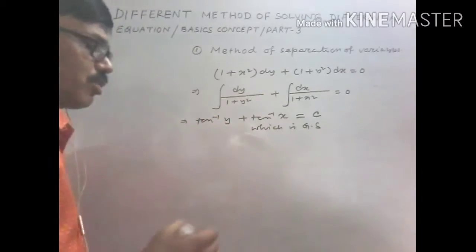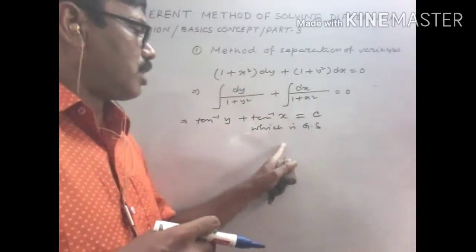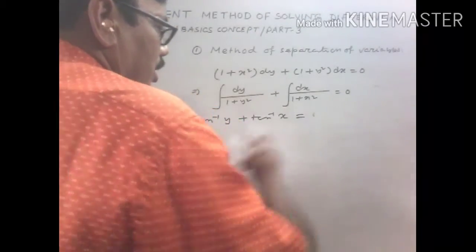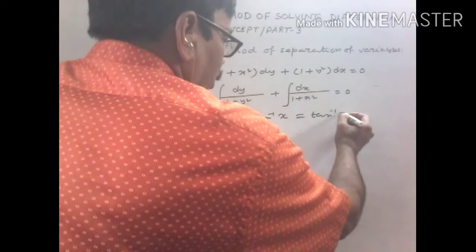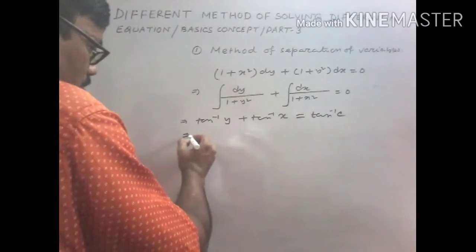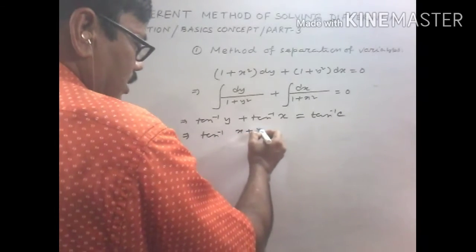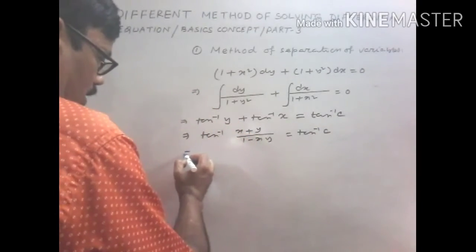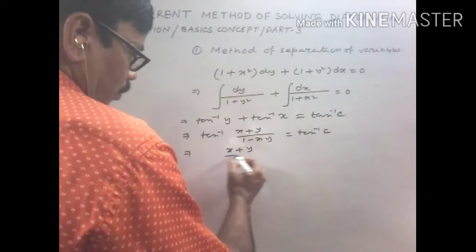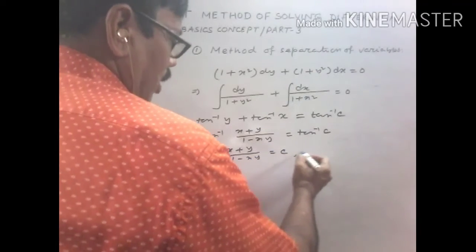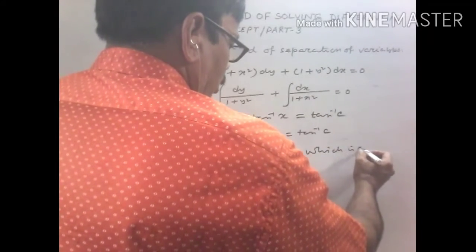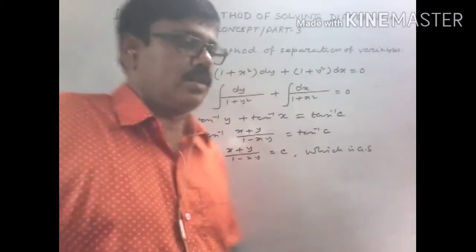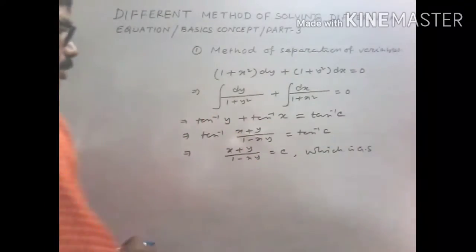Now this arbitrary constant C can be taken as tan inverse C also, because if we take tan inverse C, then we can simplify it. What is the simplification? Tan inverse x plus tan inverse y gives (x plus y) by (1 minus xy) equals C, which is the general solution. So you must put one arbitrary constant on the left or right hand side, which is the general solution.